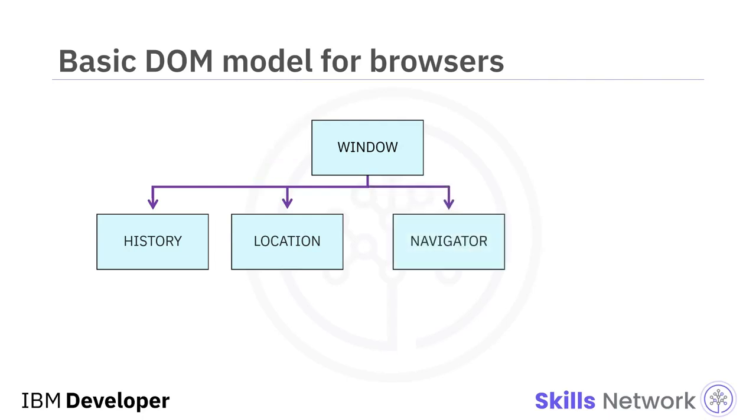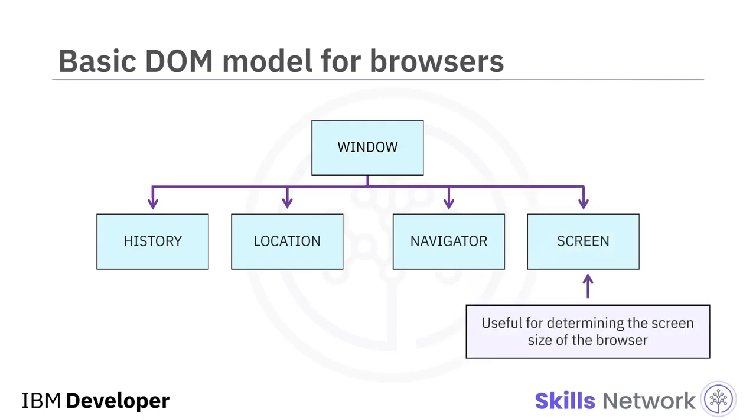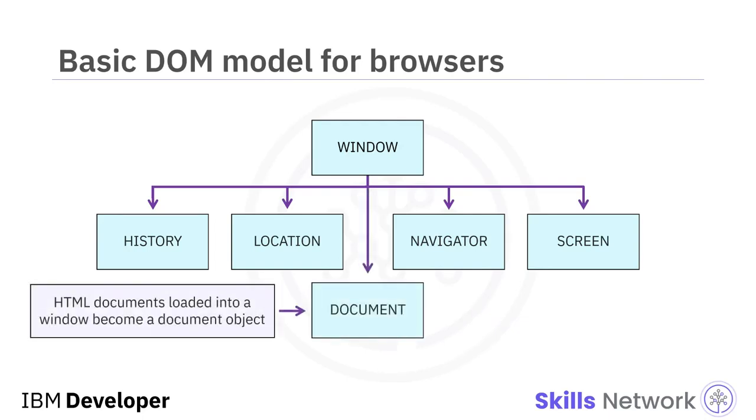The navigator is an object representation of the client internet browser or user agent. There is no standard that applies to the navigator object, so the property values returned when running queries on the navigator object are not consistent across browsers. The screen object is used to derive information about a user's screen, such as the dimensions of the display screen. The screen object is useful for determining the screen size of browser windows that run on mobile devices. The document object provides access to all HTML elements within a page. Each HTML document that gets loaded into a window becomes a document object.